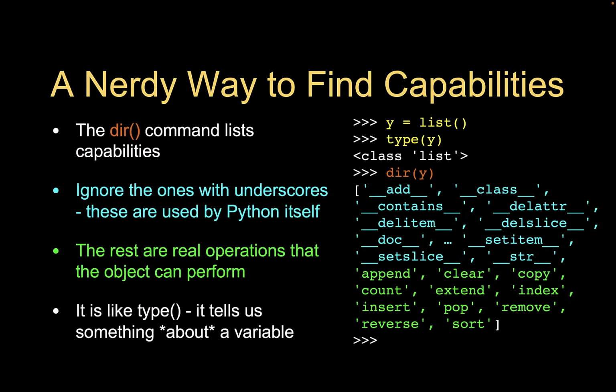Okay. Remember how we said that we could use these for the built-in classes, and we could also use them for custom classes. So the dir command lists capabilities. So y is a list. We ask for the type of y, class list. We do a dir on y. And now we're seeing a list of methods.